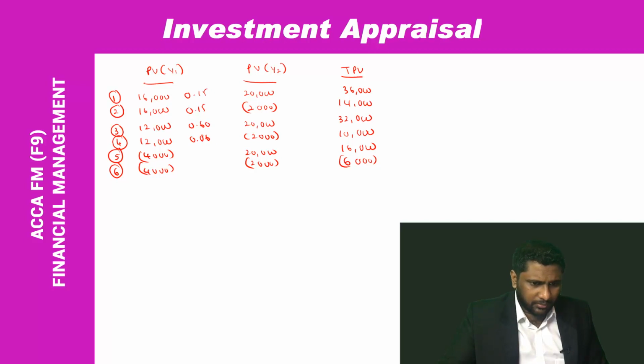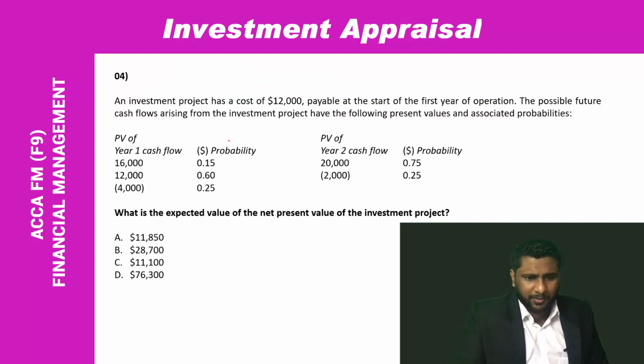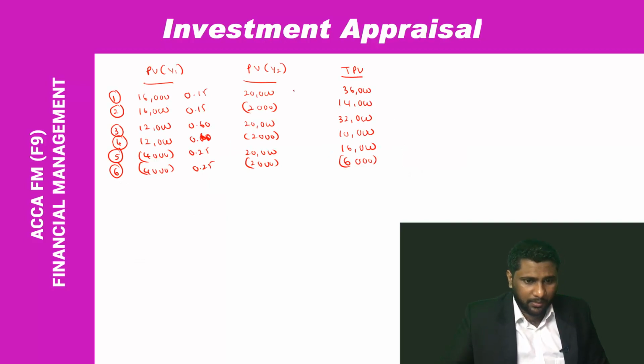0.6. What's the chance of getting negative 4,000? It's 0.25. So let's see the probabilities of year 2 also. 20,000 0.75, negative 2,000 0.25. 0.75, 0.25.